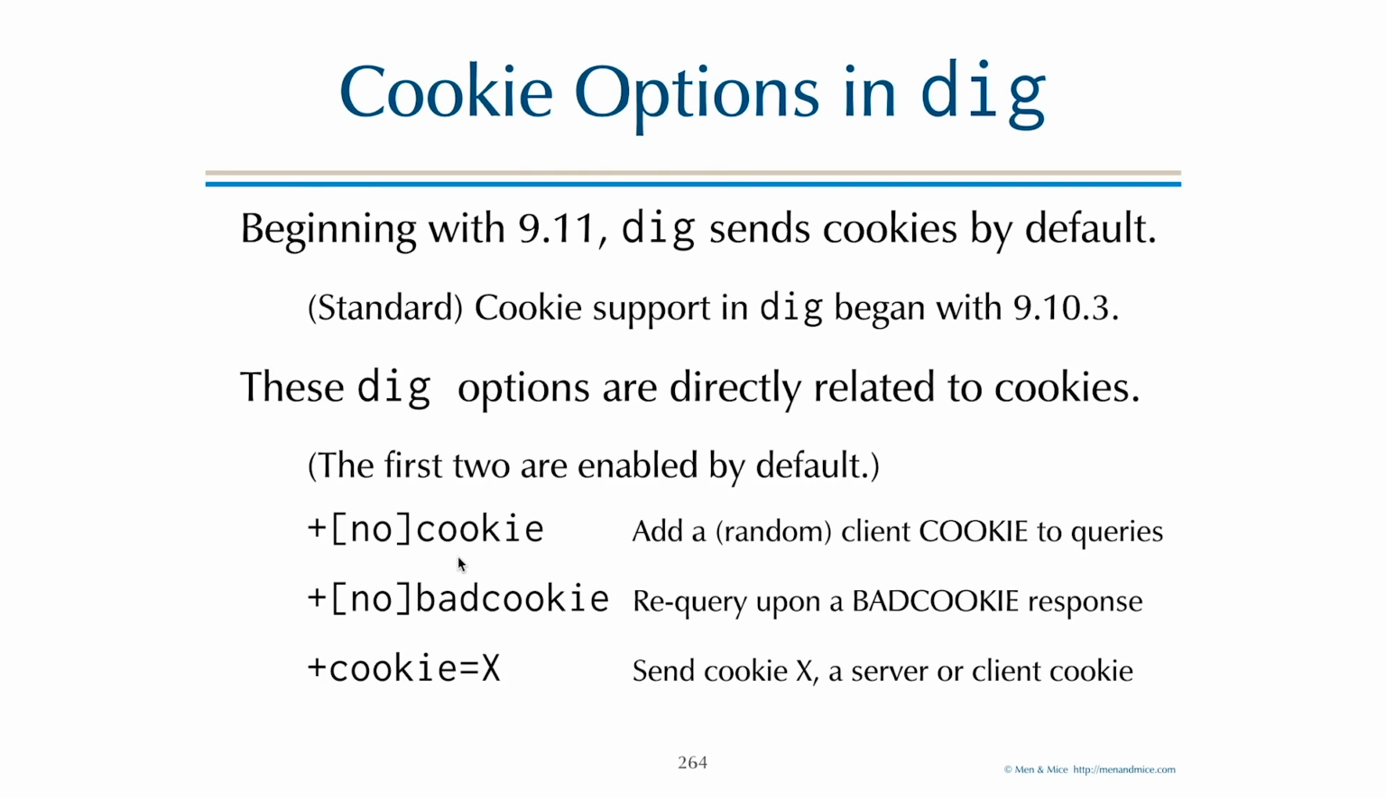Cookie support has been available in dig since BIND 9.10.3, but beginning with BIND 9.11, dig sends the cookie by default. Okay, three options. The first one, +cookie. It's on by default. That just tells dig to send the cookie, which means it needs a secret. Because dig doesn't save the secret from last time, it generates a random secret each time, which means the client cookie, every single time, even to the same server, is going to be different.